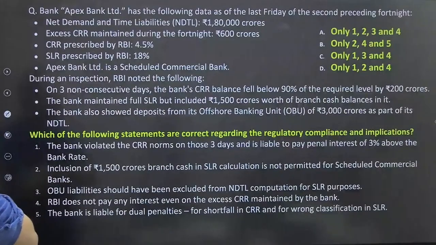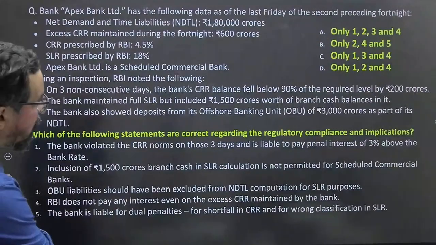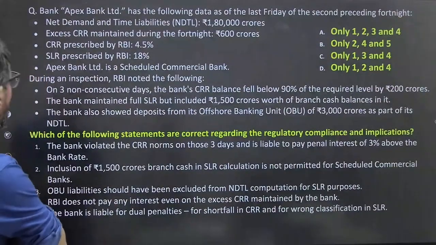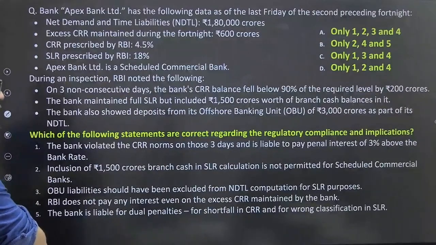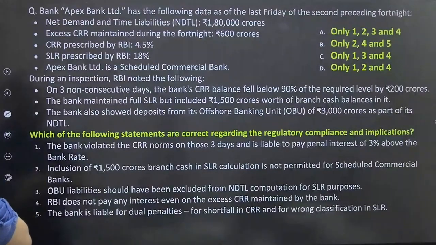Apex Bank Limited, the following data as of the last Friday of the second preceding fortnight. NDTL 1,80,000 crores. Excess CRR maintained during the fortnight 600 crores. CRR prescribed by RBI 4.5, SLR is 18%. Apex Bank Limited is a scheduled commercial bank. During the inspections, RBI noted the following.